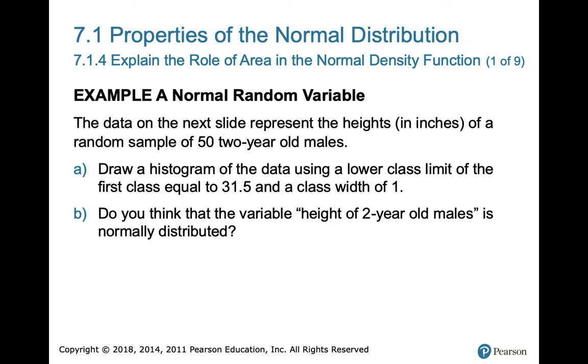So on our next slide, we have some data that represent the heights of a random sample of 50 two-year-old males, so toddlers, 50 toddlers. We're going to draw a histogram, and it says what our class sizes are going to be: we're going to start at 31.5 and have a class width of 1. Now remember, when we choose to create class widths of different size, it can change the way the histogram looks. So they're giving us some direction here in how to create that histogram. And then we want to look at that and decide, does that look normally distributed to us?